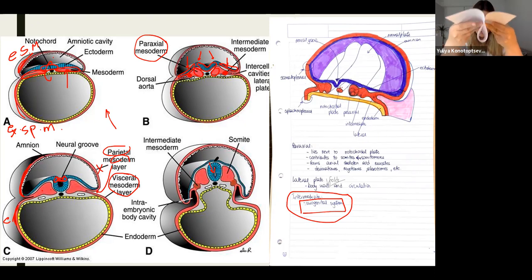The problem is, do you see that my neural tube is still connected to the surface ectoderm? What I'm holding, this is surface ectoderm. So it's still connected to this. So what does the neural tube need to do? It needs to detach from the rest of the surface ectoderm. It needs to detach from your skin. You do not want your spinal cord to be connected to your skin.